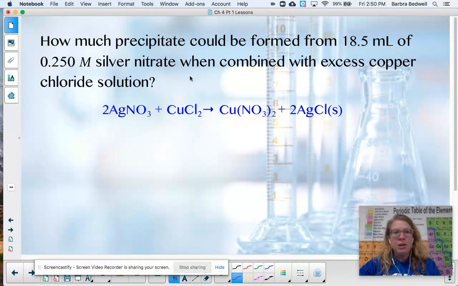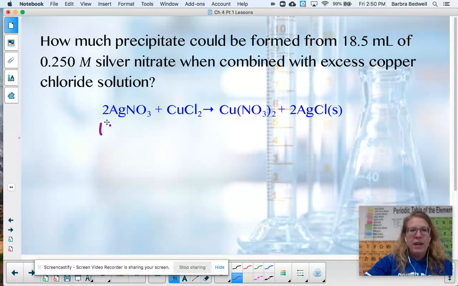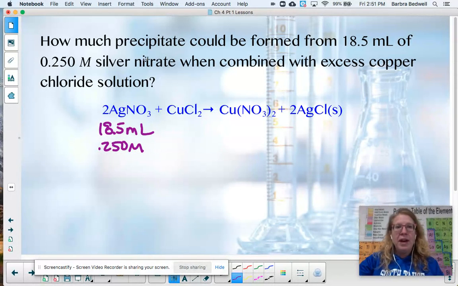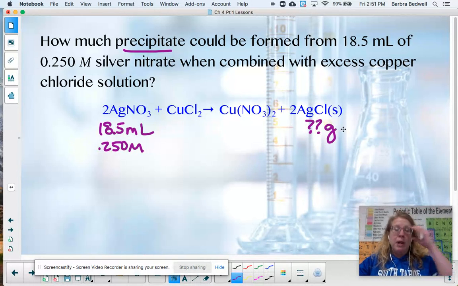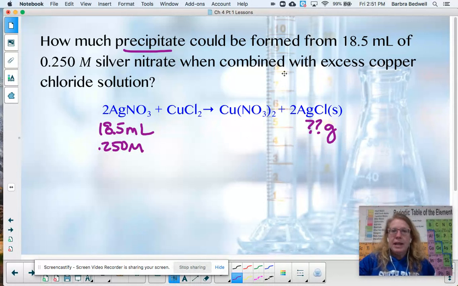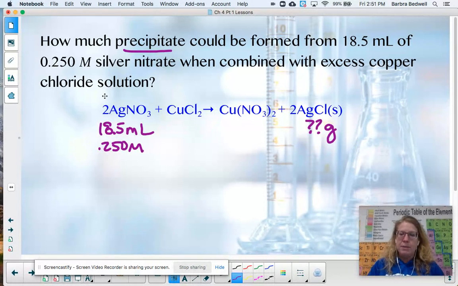18.5 milliliters of 0.250 molar solution. So we have 18.5 mL, and it's 0.250 molar solution. And we're trying to find how much precipitate we can form. So this is what we're trying to find. And that's always going to be in grams. Again, it's a theoretical yield type of question, so grams is in there. Again, they're giving you, in this case, excess copper chloride. They could give you a limiting reactants problem as well. Limiting reactants is done the same way here as it was done in the last chapter.